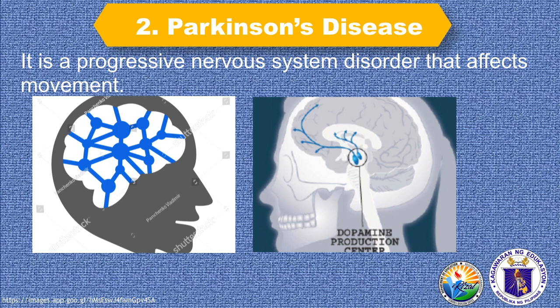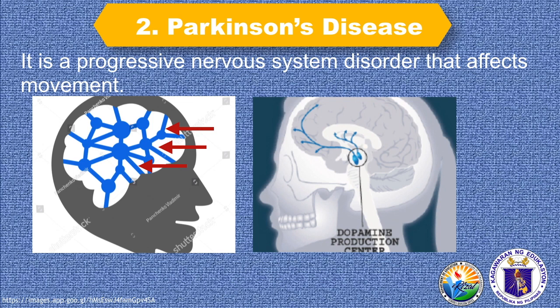Great. And the second one is Parkinson's disease. It is a progressive nervous system disorder that affects movement. In Parkinson's disease, certain nerve cells called neurons, the blue ones here, gradually break down or die.